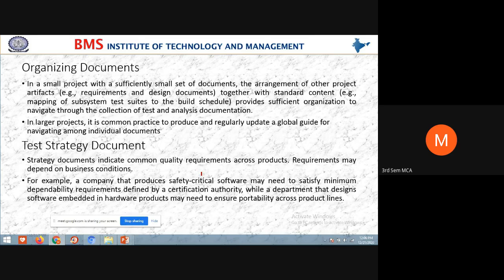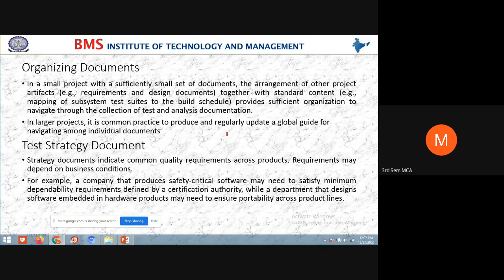The strategy document indicates common quality requirement process. Product requirements may depend on the business condition. So if you are doing any commercial project, or a government project, if you are developing a project for the Karnataka government, then the rules and regulations will be different. Correct, no? If you are developing a project for any private school or private education organization, then the rules and regulations will be different. So everything should be available in the document, and all the safety measures should be taken.